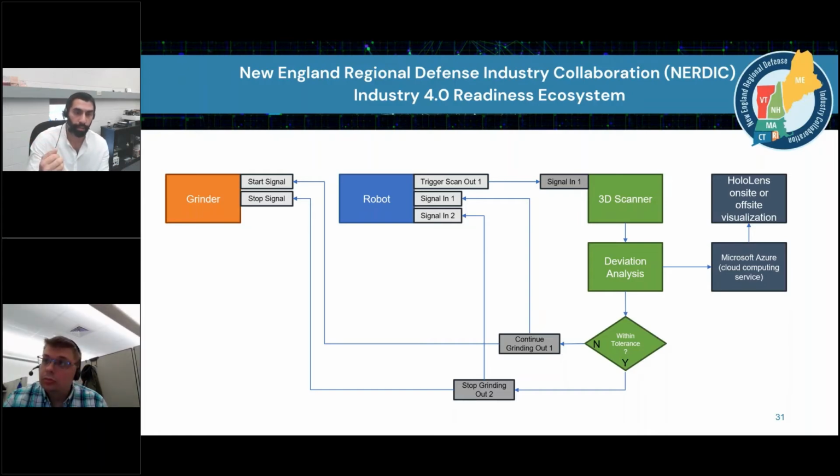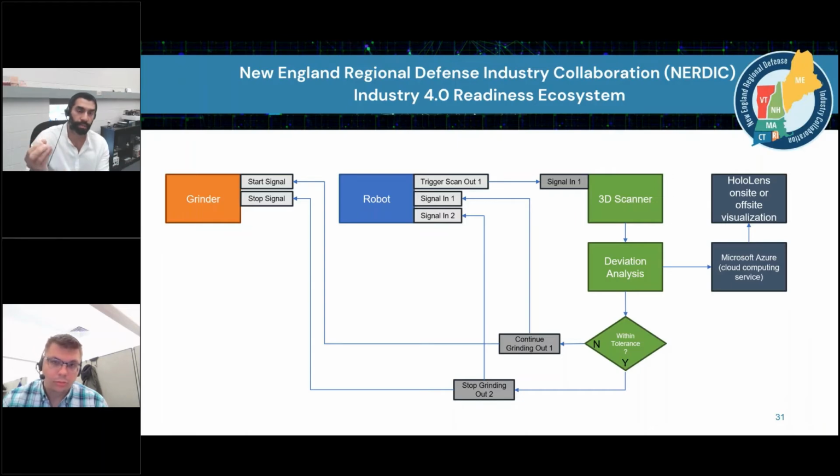So red would indicate positive material, blue would indicate negative, and in either case, something has to be done there. And so you see from the 3D scanner side, when it does the deviation analysis, it goes down into a decision block where you determine, is that part within tolerance? And if it's not, then the scanner would send a signal back to the robot and say, continue grinding. And it would also send, ideally, a trigger to the grinder to say, start the grinding wheel.